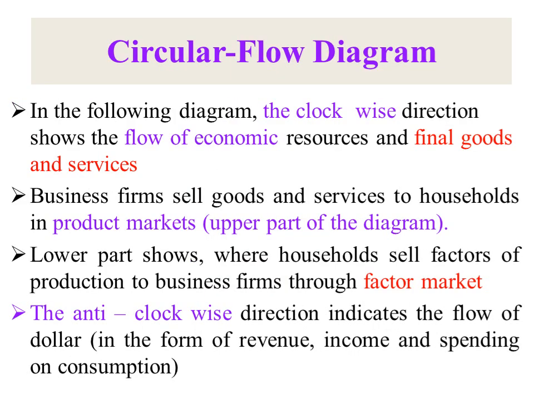In the following diagram, the clockwise direction shows the flow of economic resources and the final goods and services. A business farm sells goods and services to households in the product market. As we said, we have 2 types of markets. That is the upper part of the diagram. The lower part shows where households sell factors of production to business farms through factor markets. The anti-clockwise direction indicates the flow of dollars in the form of revenues, income, and spending on consumption.